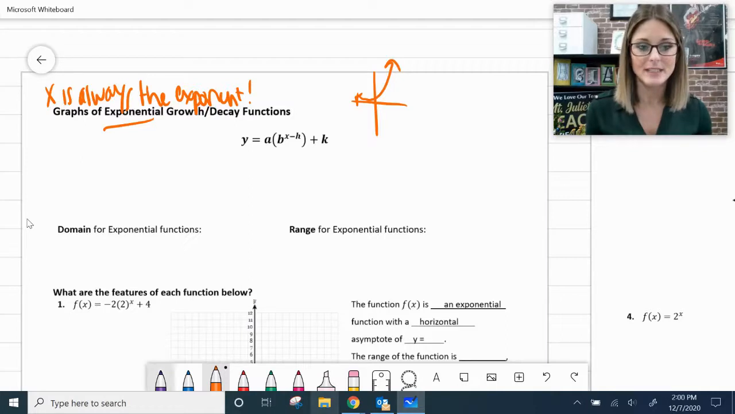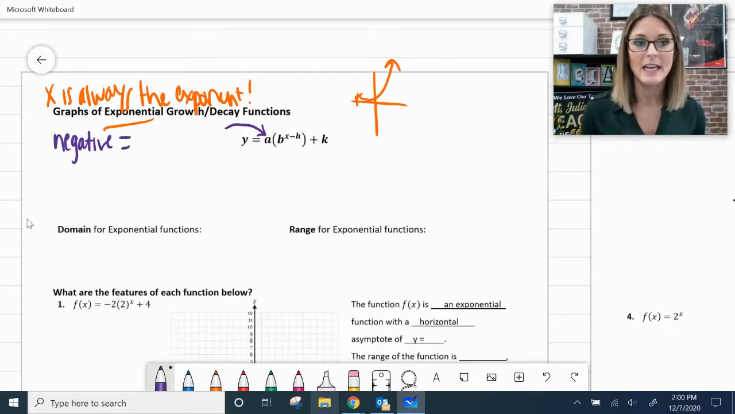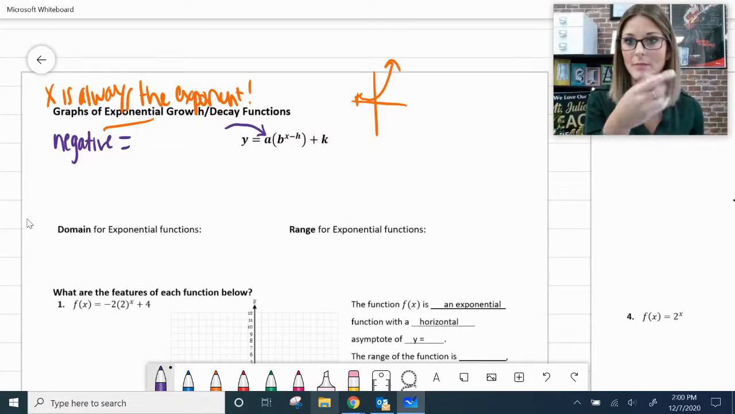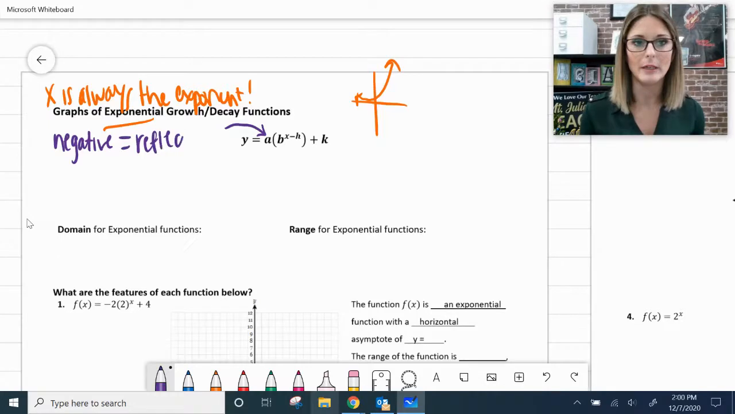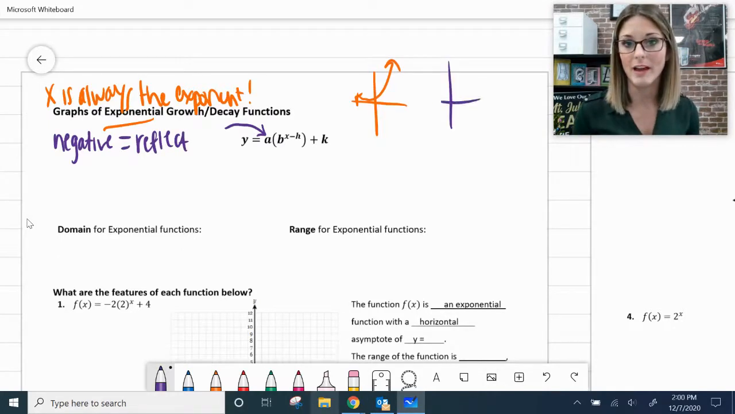So there's a lot of pieces here. So let's walk through it. First, let's talk about a. First of all, if a is negative, it's going to reflect it. I'm going to do these in different colors so we can keep track of all these pieces. If a is negative, just like in the warm-up, it flips it, it reflects it. I'm going to write reflect because that's the better math term. It's going to reflect it upside down. So instead of my rocket ship going up, it's going to be a rocket ship shooting down.